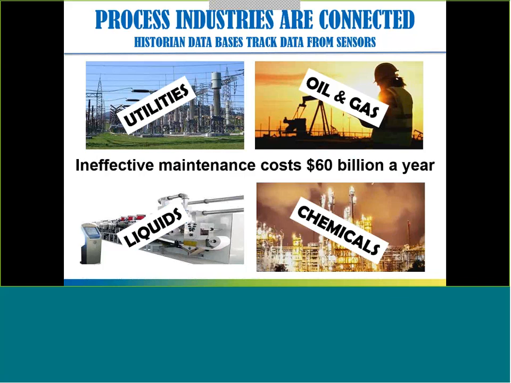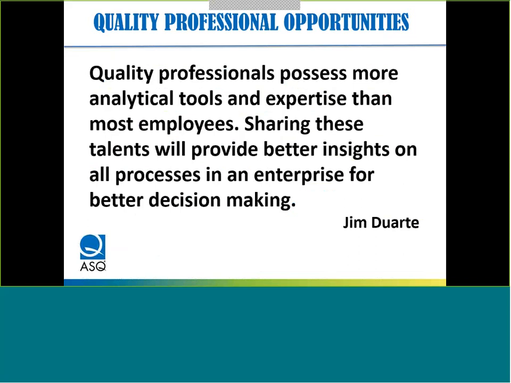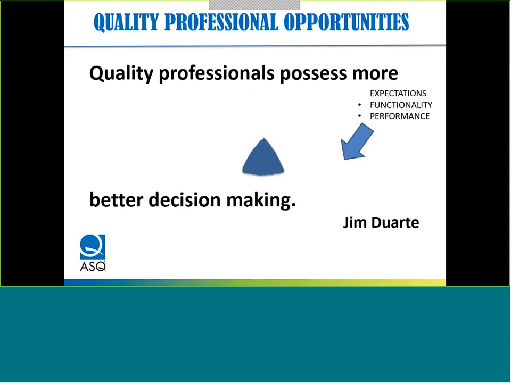The interesting thing here to think about in all these cases is ineffective maintenance costs about $60 billion a year. So not only can we look at the quality of the products and the processes, we can also look at the reliability of not only the products, but the reliability of the machines and preventive maintenance. Something that I've coined just recently: quality professionals possess more analytical tools and expertise than most employees. Sharing these talents will provide better insights on all processes in an enterprise for better decision making. This is where the quality professional really needs to be disruptive and know when to put their talents to work, because decision making is very important.